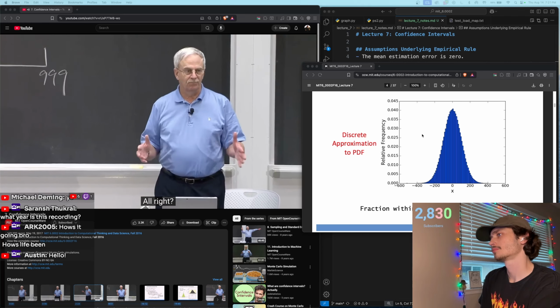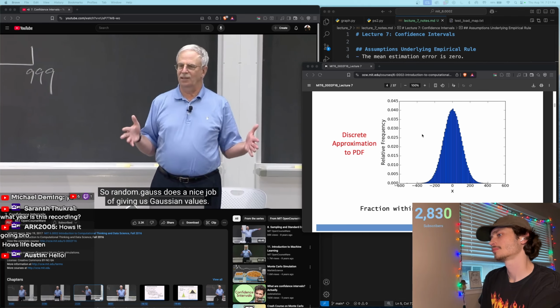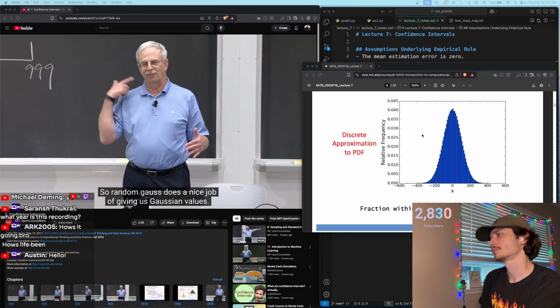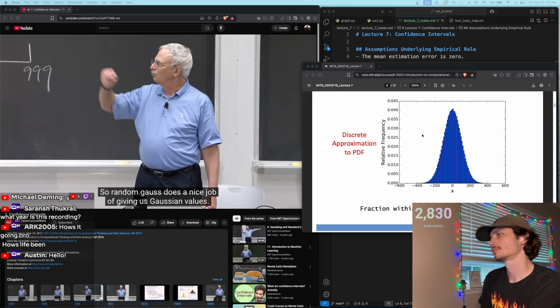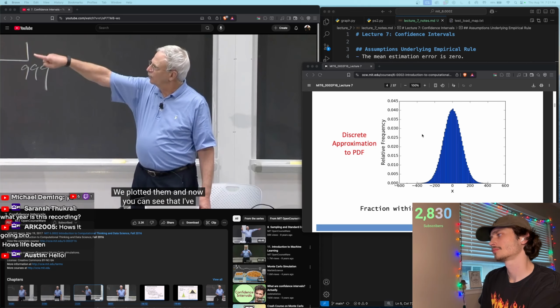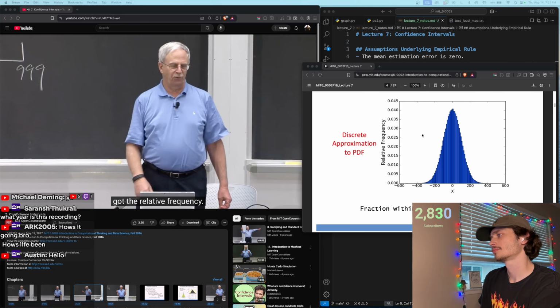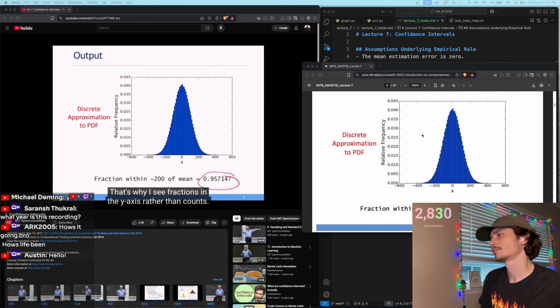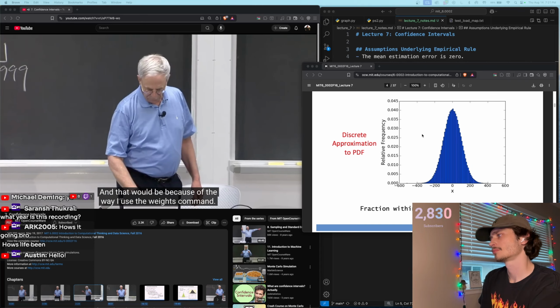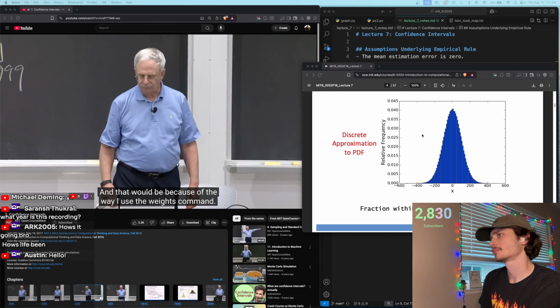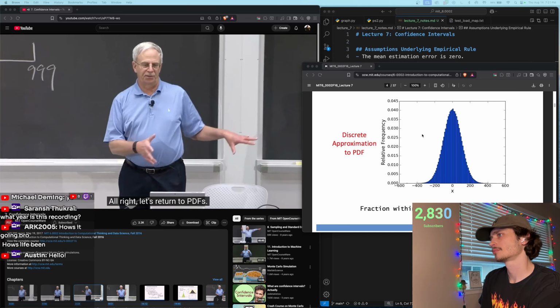All right? So random.gauss does a nice job of giving us Gaussian values. We plotted them. And now you can see that I've got the relative frequency. That's why I see fractions on the y-axis rather than counts. And that was because of the way I used the weights command. All right, let's return to PDFs.